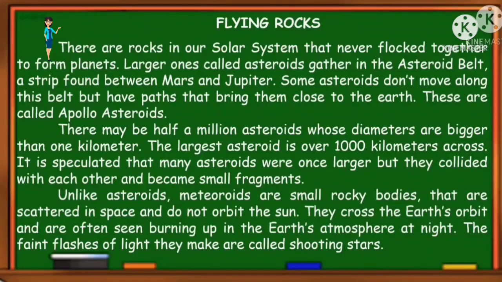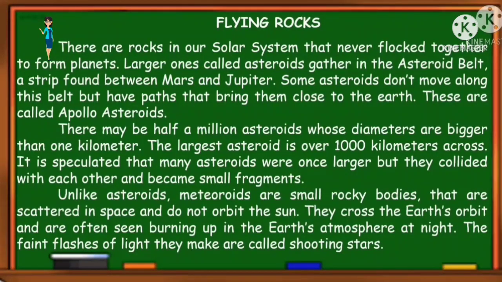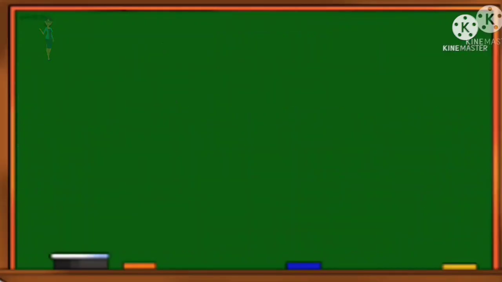And like asteroids, meteoroids are small rocky bodies that are scattered in space and do not orbit the Sun. They cross the Earth's orbit and are often seen burning up in the Earth's atmosphere at night. The faint flashes of light they make are called shooting stars.